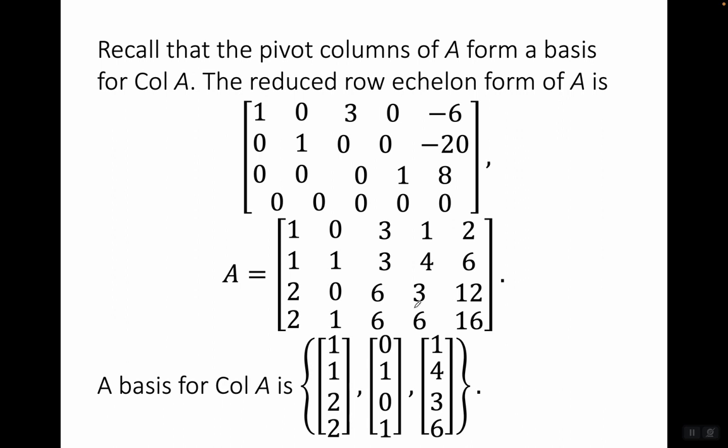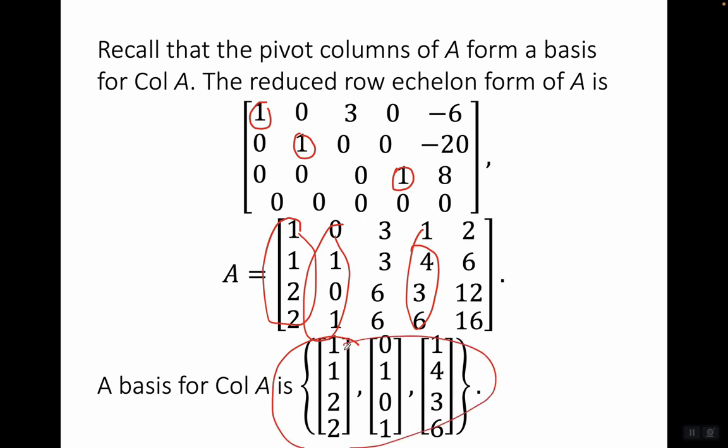Now let's find a basis for the column space of A. Recall that the pivot columns of A form a basis for the column space of A. The reduced row echelon form of A is this. We've seen that before. These are the leading variables. Therefore, those columns are the pivot columns. So these are going to be the pivot columns of A, and the pivot columns of A form a basis for the column space of A. Therefore, a basis for the column space of A looks like this. Now notice, we want the pivot columns not of the reduced row echelon form, but of the original matrix A. Those pivot columns will be a basis for the column space of A.